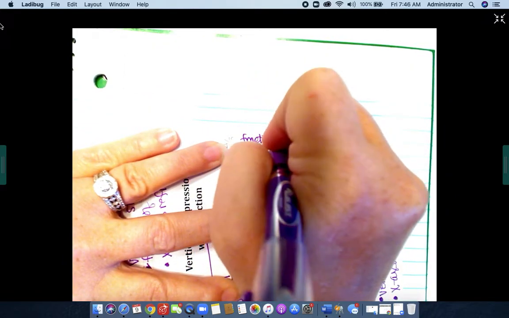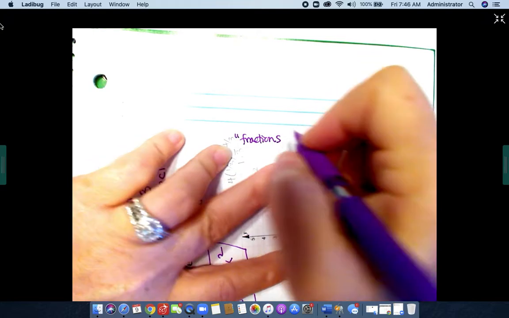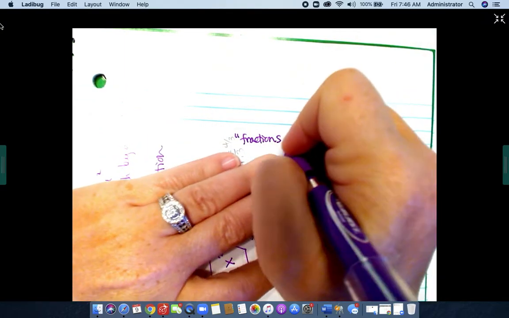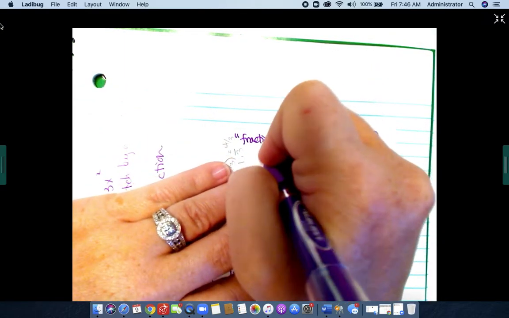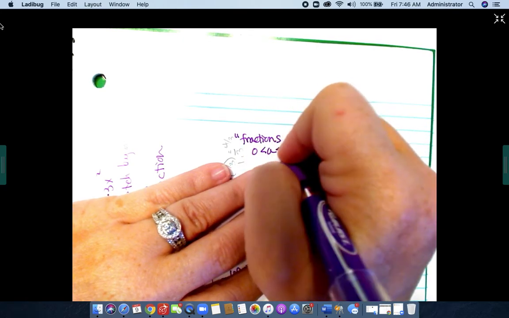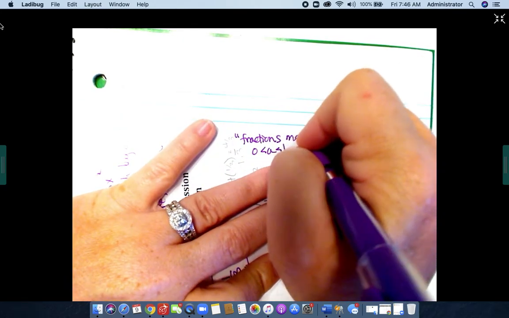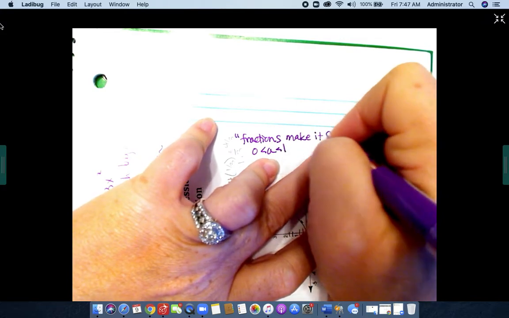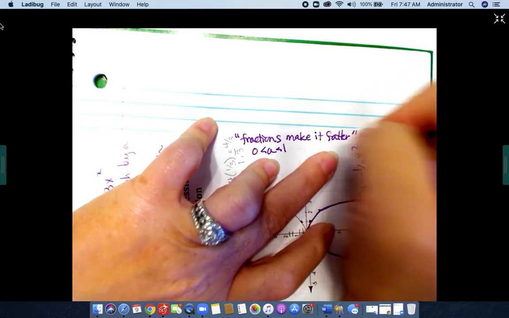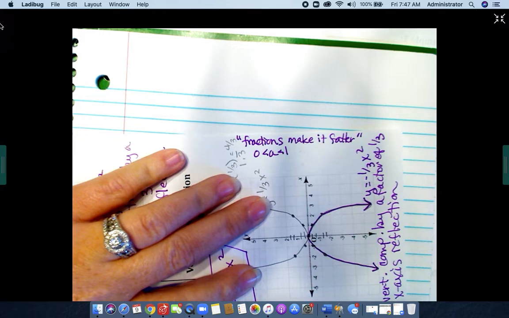Fractions, and when I say fractions, I mean between 0 and 1. So I'm going to make that disclaimer. That means a value of a between 0 and 1. Fractions make it fatter. And you're going to notice that for all functions in math, fractions between 0 and 1 will make the graphs fatter.